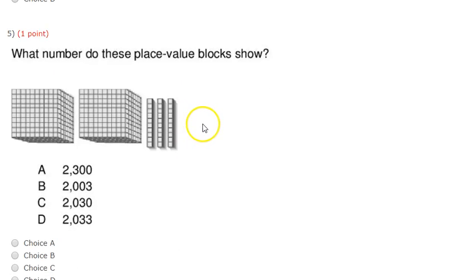Number 5. What number do these place value blocks show? Again, these are all 1,000 cubes, and these are all 10 cubes. So what does this picture show? Again, each cube represents a piece. So what is that showing? Is it 2,300, 2003, 2030, or 2033? Again, these show 1,000, these show 10.